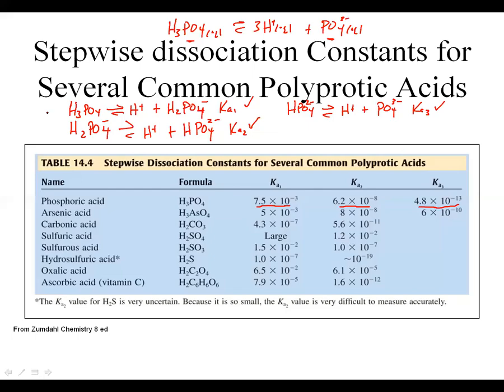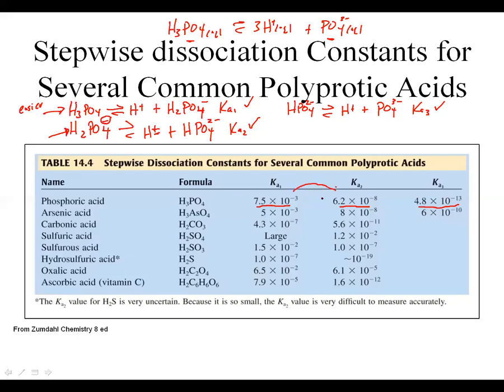What this should tell you is it is much easier to take off that first H plus, and then it gets a little bit harder as you take off the next one. Again, you now have something that is negatively charged. You're trying to take off something that is positively charged. So it gets a little bit harder. And we see that when we compare the values here.